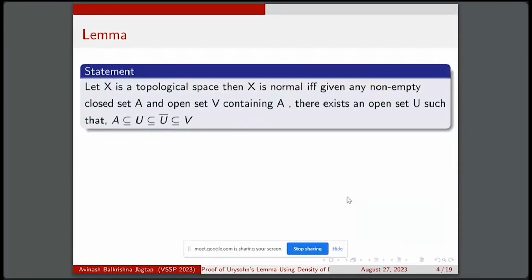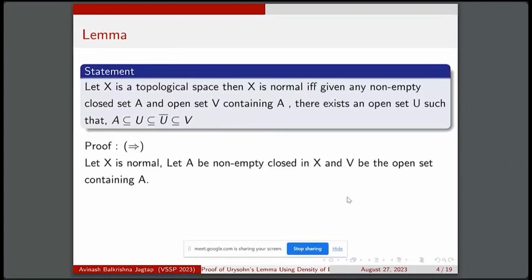Before going to Urysohn's lemma, let's see a few propositions which are important to prove it. If X is a topological space, then X is normal if and only if, given any non-empty closed set A and an open set V containing A, there exists an open set U such that A is a subset of U and the closure of U is a subset of V. Let's see the proof of this.